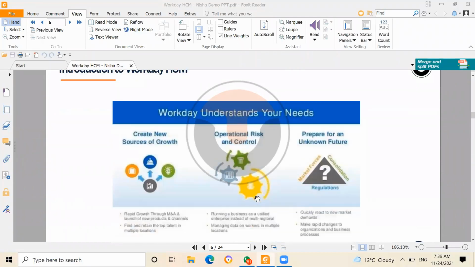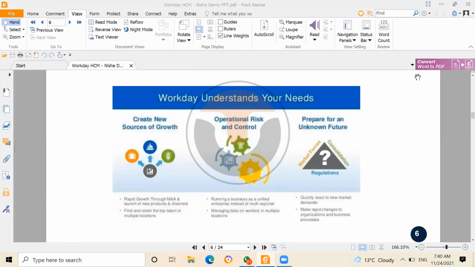Introduction to Workday HCM. I already told you. If you need this PPT or something like that, I'll ask the organizer and they will share it with you. This slide is again about Workday understanding your needs. These are the same things every software follows. Someone who is coming from scratch needs to understand the basics. This is the basic usage of any software, at the level of Workday.